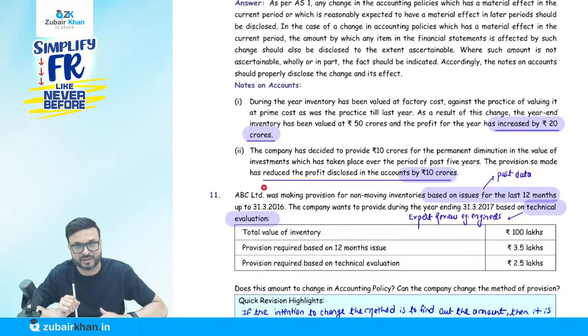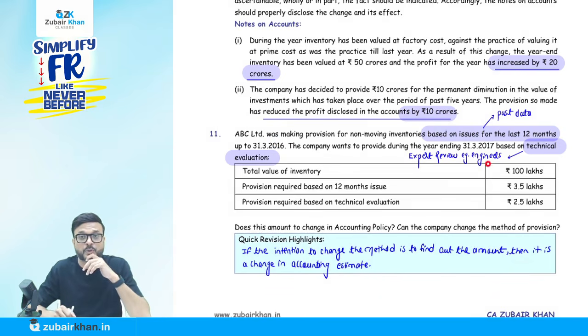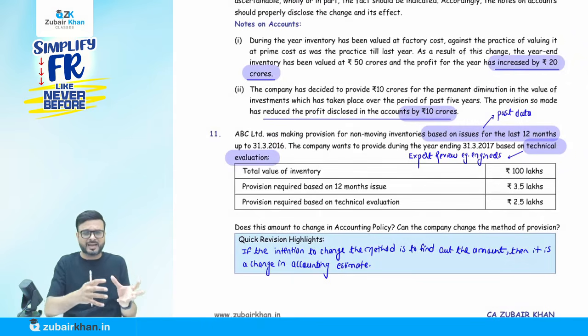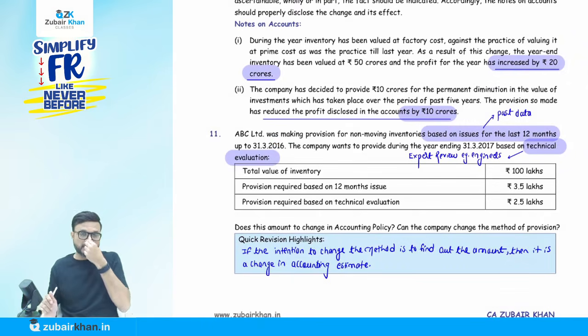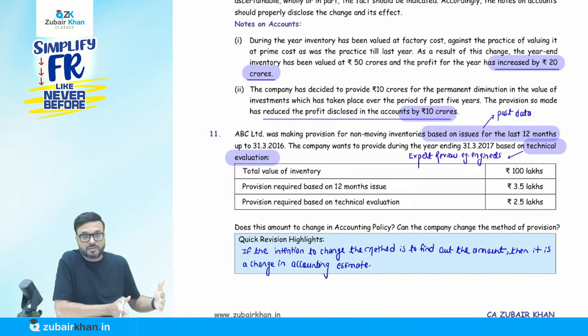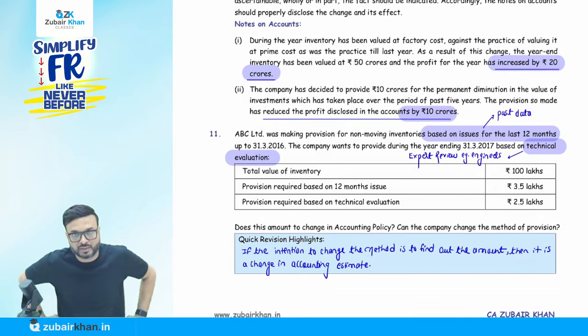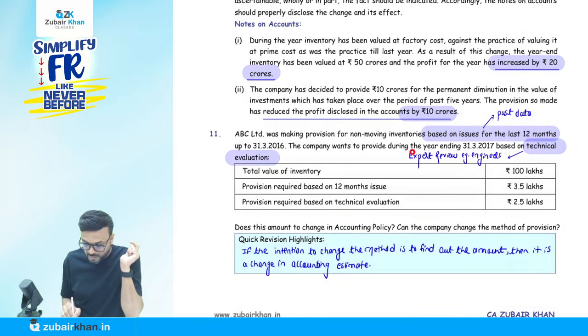The last question on AS1. Now they say ABC Limited was making provision for non-moving inventories based on issues for the last 12 months up to 31st of March 2016. So what they were doing is making a provision on inventory, slow moving items not selling in the market. They make a provision on the past record of the previous 12 months' performance. On the basis of that, they decide how much provision should be made. Now the company wants to provide during the year ending 31st March 2017 based on technical evaluation.